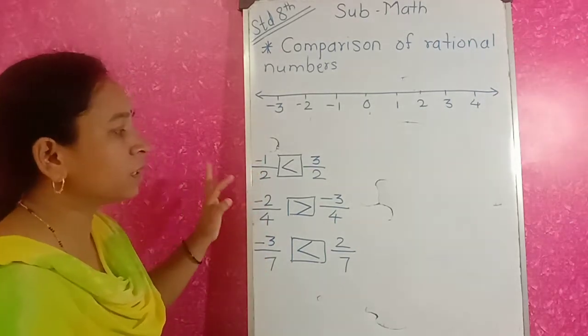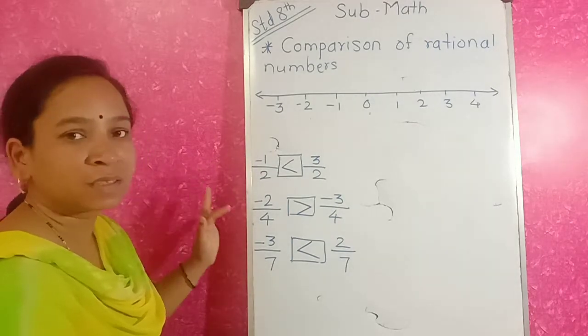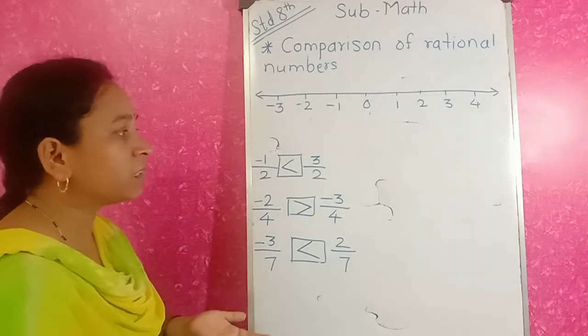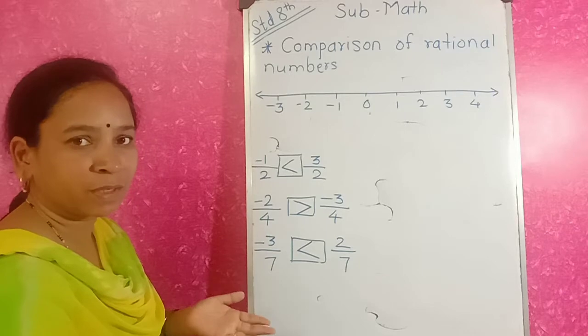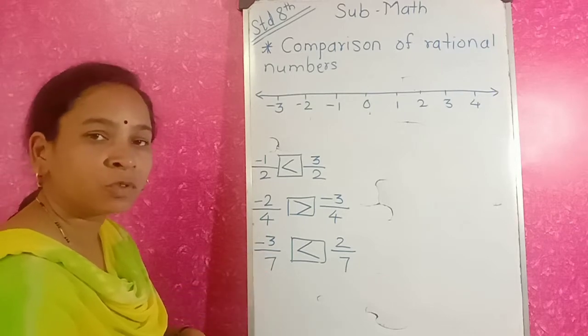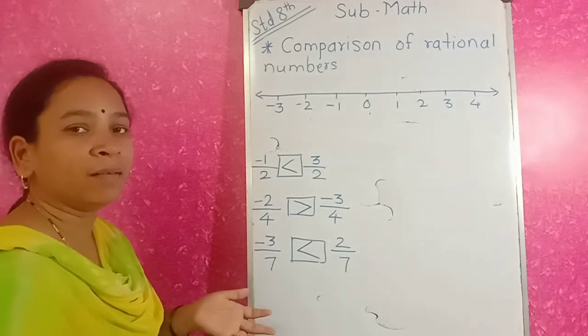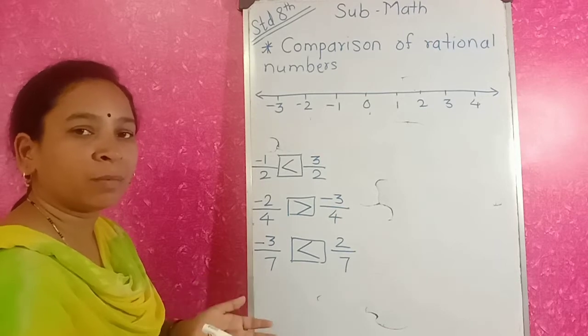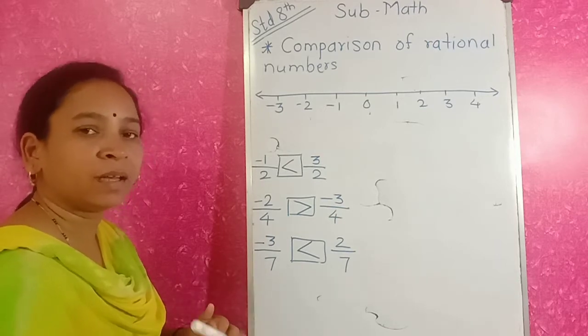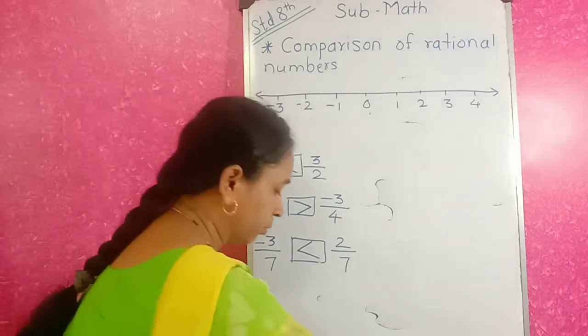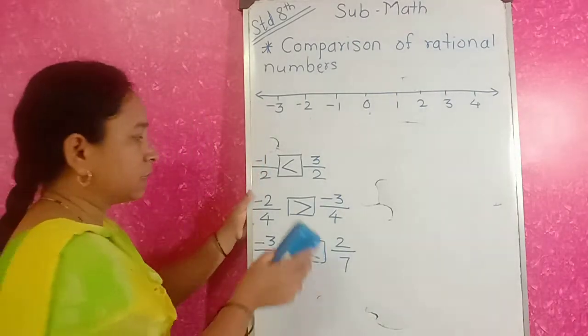Now in these examples I have shown you, the denominators were the same. But if examples come whose denominators are not the same, then you have to make their denominators the same first, and then compare those rational numbers. We'll see those examples.